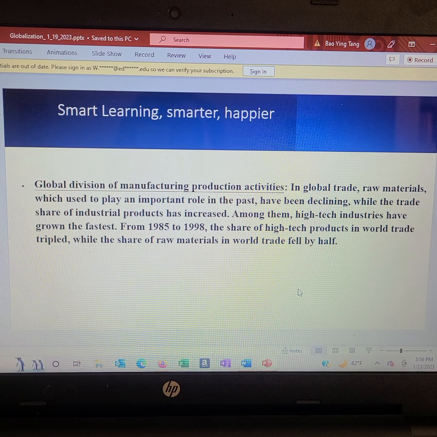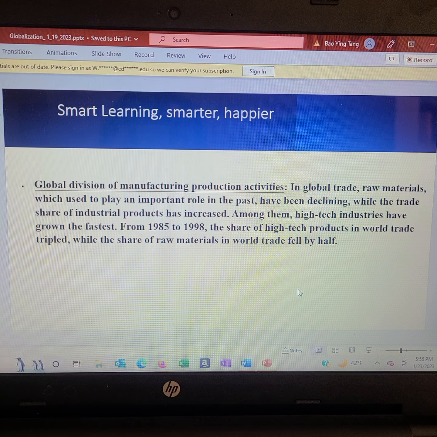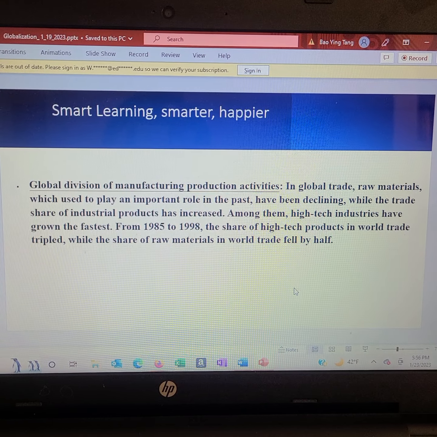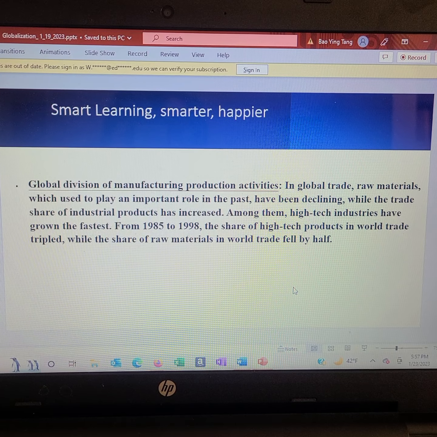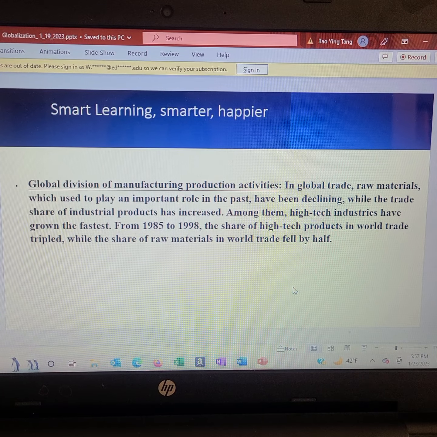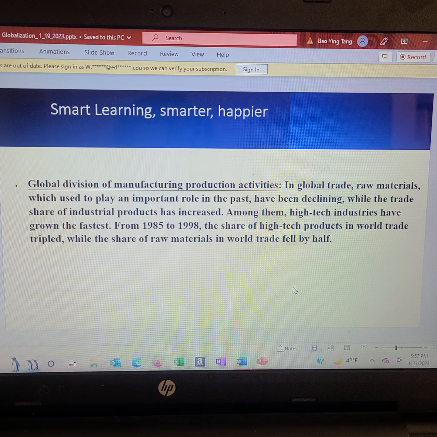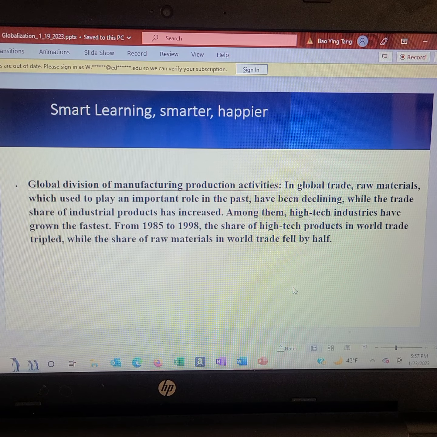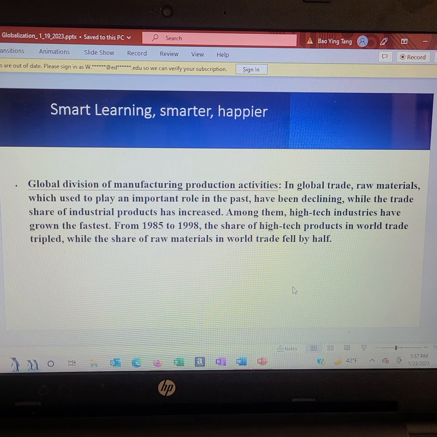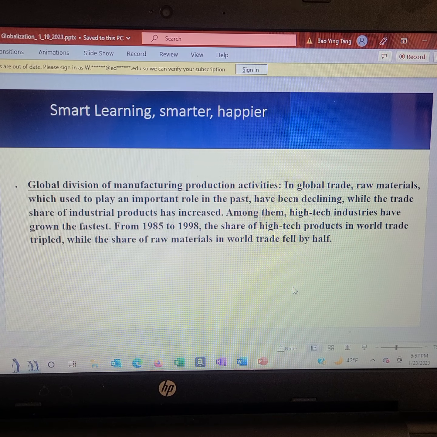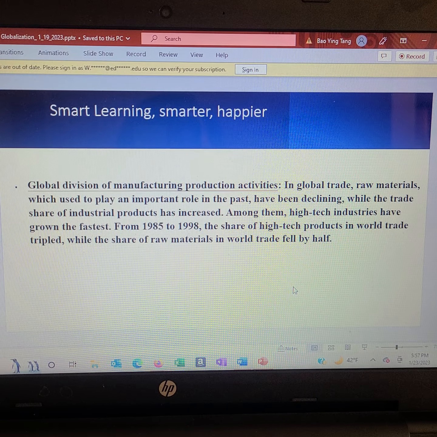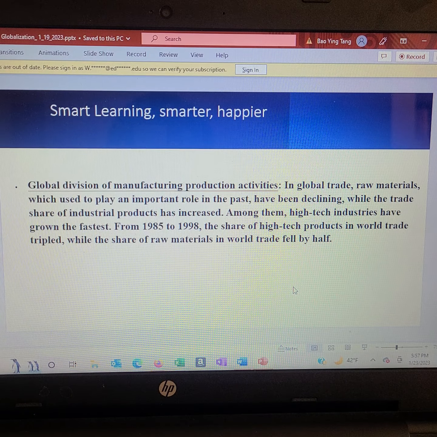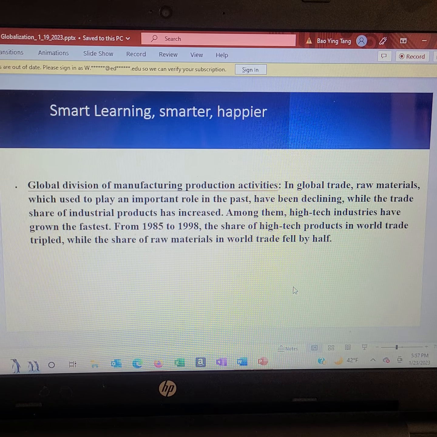Second is the global division of manufacturing production activity. In global trade, raw materials, which used to play an important role in the past, have been declining, while the trade share of industrial products has increased. Among them, high-tech industries have grown the fastest. From 1985 to 1998, the share of high-tech products in world trade tripled, while the share of raw materials in world trade fell by half.